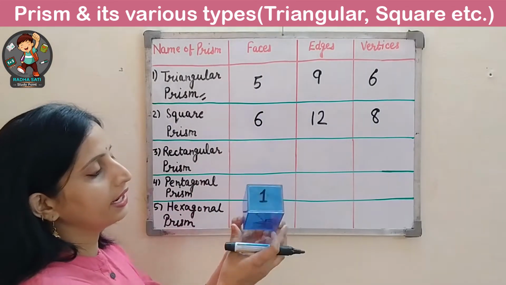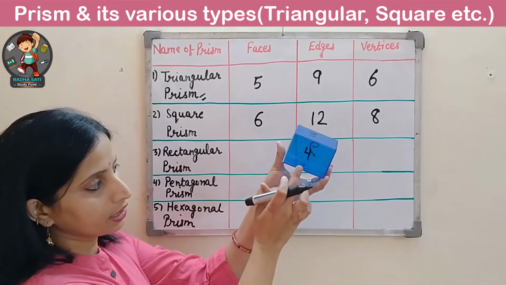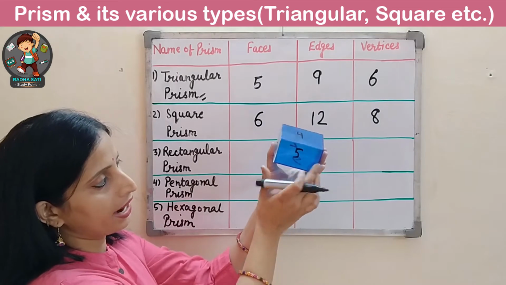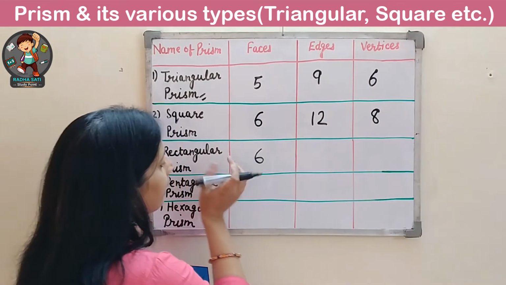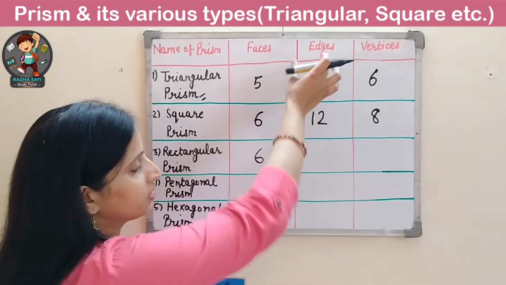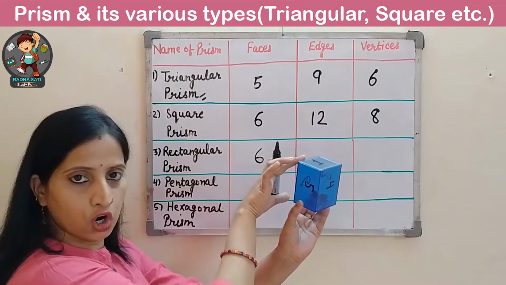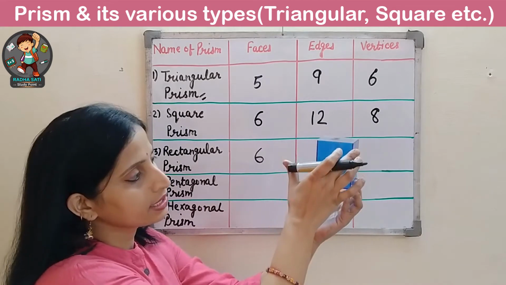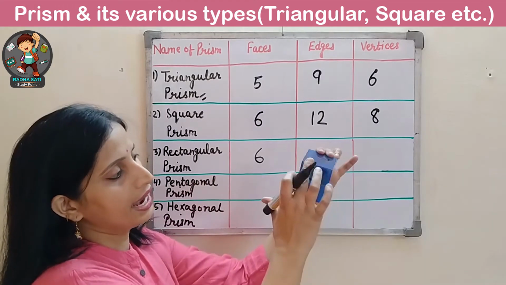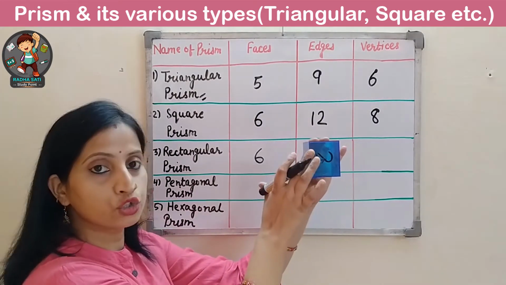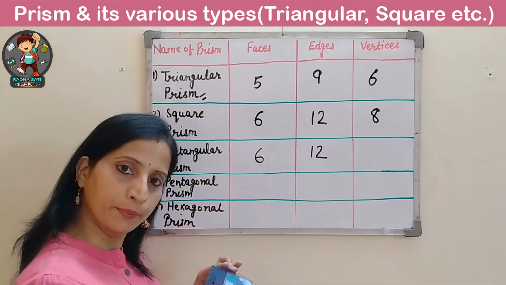So the number of faces will be 1, 2, 3, 4, 5 and 6. So there are 6 faces in a rectangular prism. And edges, let's count the edges. 1, 2, 3, 4, 5, 6, 7, 8, then 9, 10, 11, 12. So there are 12 edges in a rectangular prism.